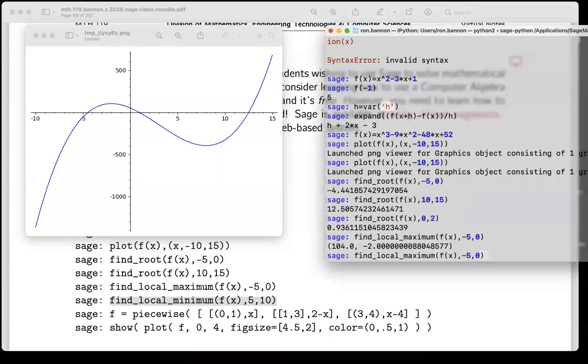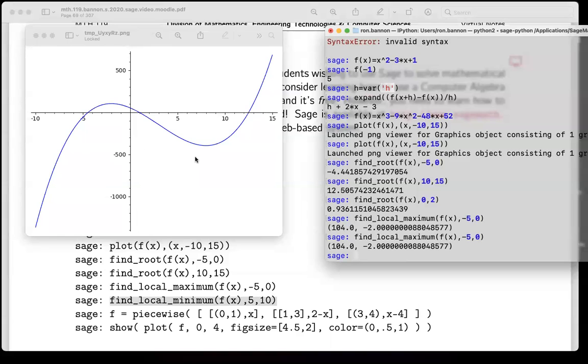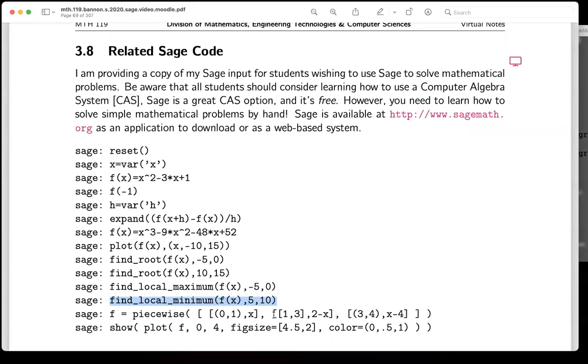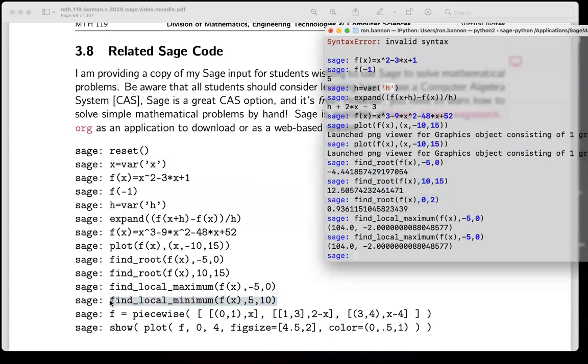Again, you can do this online too. And what does it tell me? Oh, I did the same thing twice. Sorry about that.